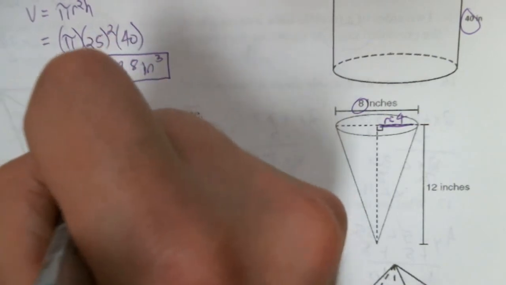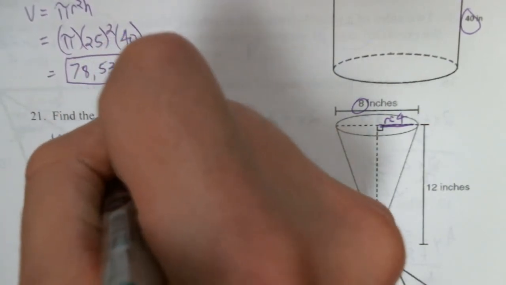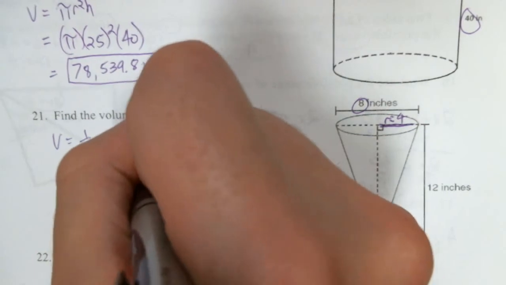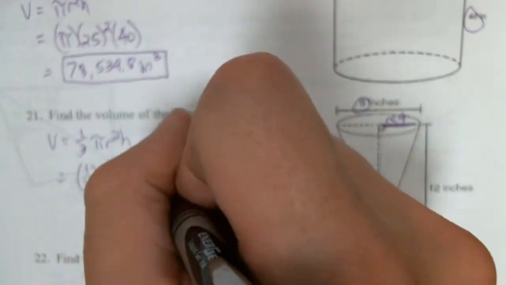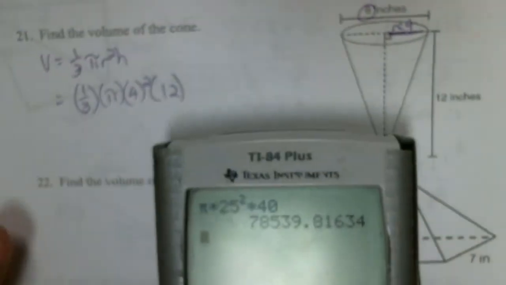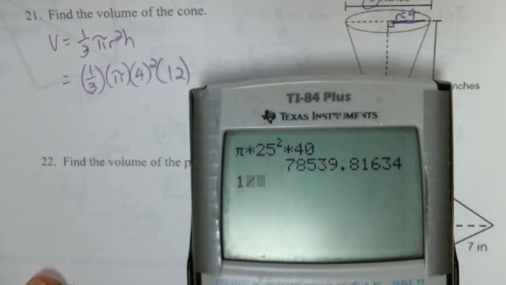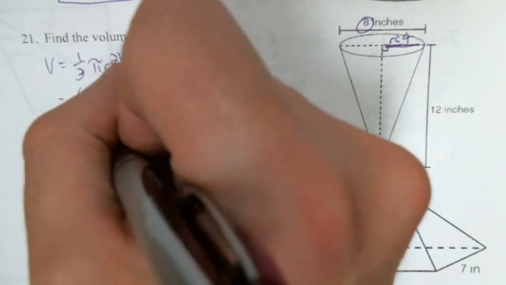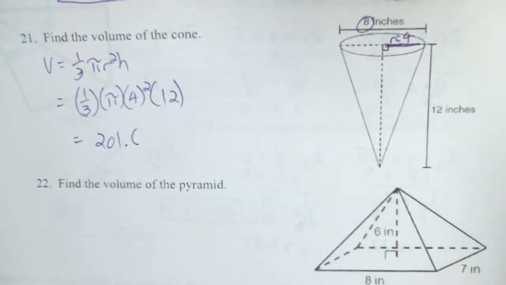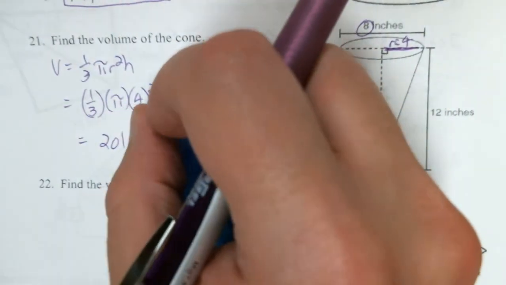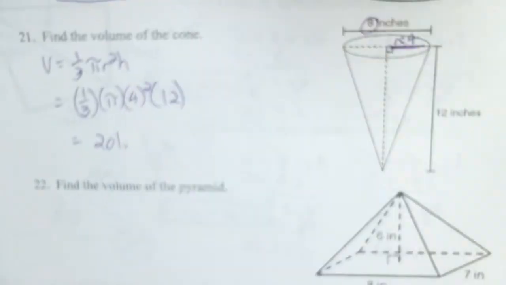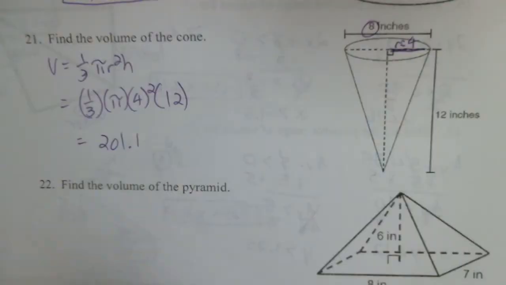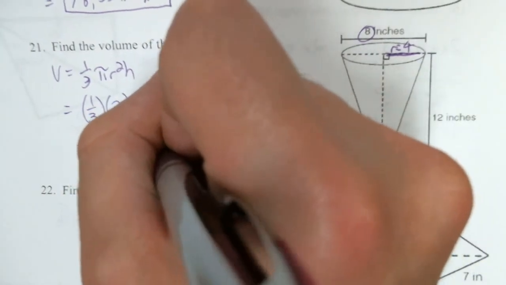So that's 1/3 times pi times the radius, which is 4, squared. Don't forget to square it. Times the height, which is 12. On my calculator, I will press 1 divided by 3 times second pi times 4 squared times 12. That gives me 201.06. Let's just round to the nearest tenth, 201.1, and that is also inches cubed.